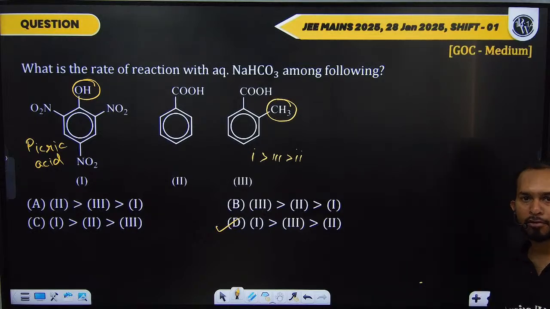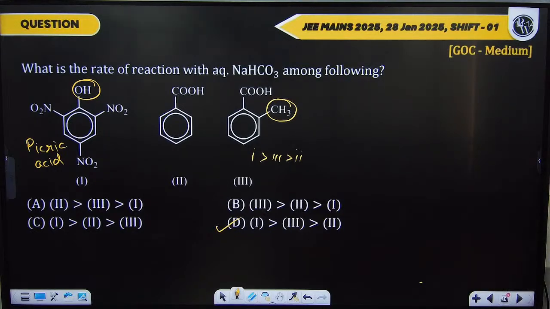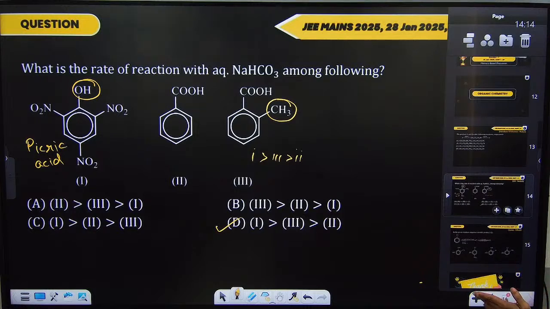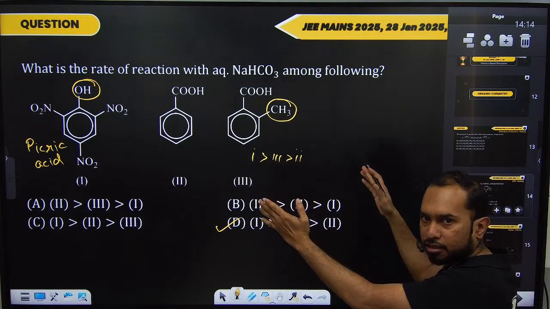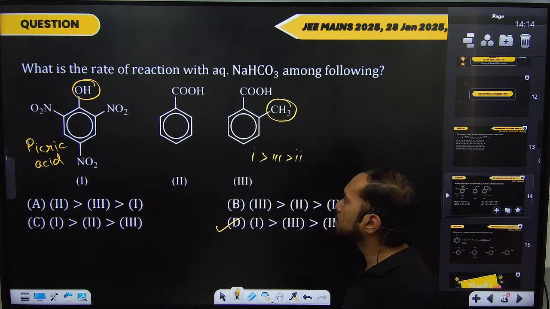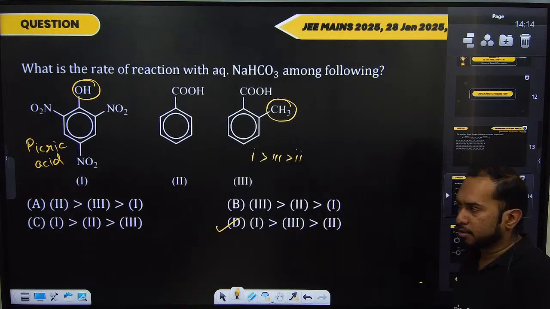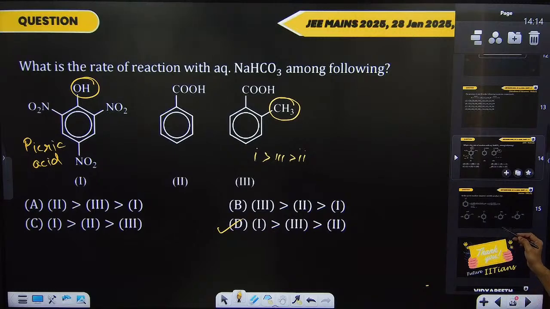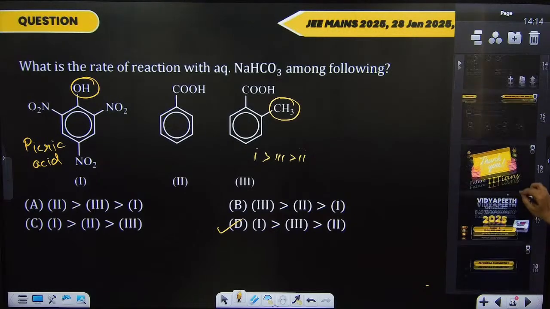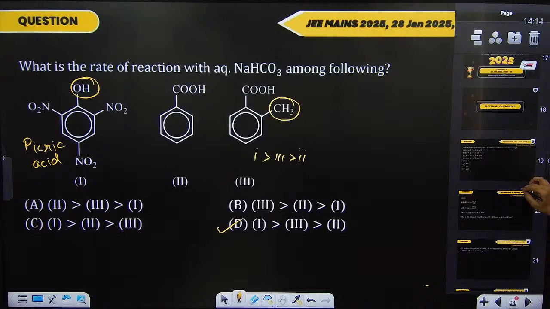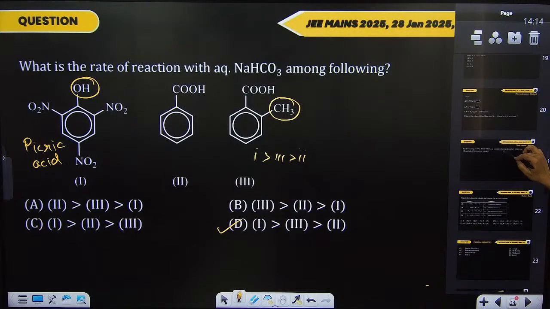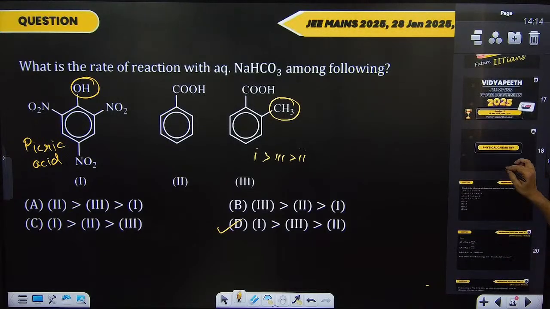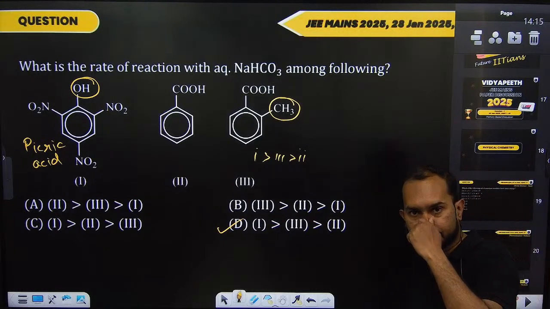Right, the answer is... it was a good question if you remember this. Then it is so. Other questions are from physical chemistry.